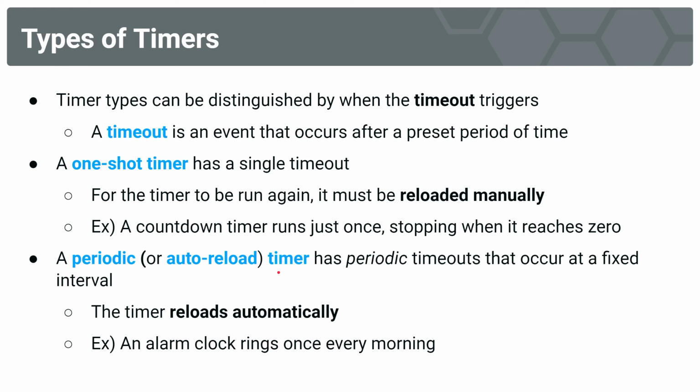We also have a periodic timer, or auto reload timer. We can infer from this that a periodic timer would have periodic timeouts that occur at a fixed interval. So this timer would reload automatically. This is like, for an example, an alarm clock in your bedroom. That alarm clock is set to ring once every morning, maybe at like 8 a.m. You don't have to manually reload it each time it rings. It's automatically reset, and the next day it rings at the same time. That's a periodic timeout.